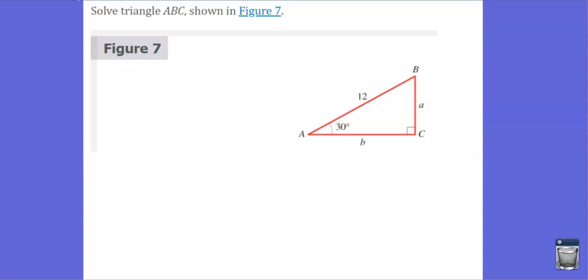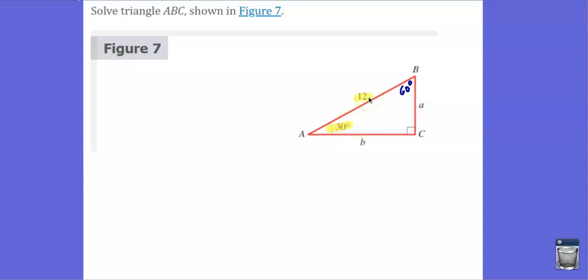All right, so here it says solve triangle ABC shown in figure 7. So solve means we need to find everything. So angle A we already know, angle C we already know. This automatically means this angle B is 60 degrees. Now there's a couple ways we could do this. I would probably start off with what I do know. I would start off with a 30-degree angle. And I do know the hypotenuse.